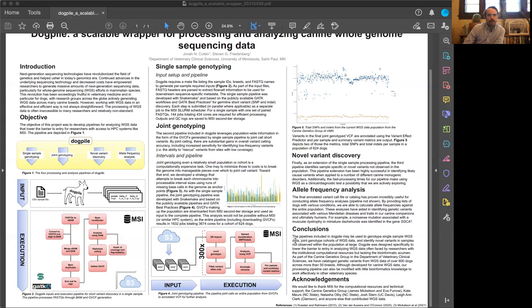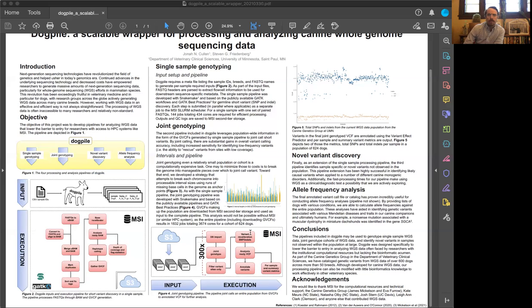The second pipeline, the joint genotype pipeline in figure 4, leverages population-wide information in the form of GVCFs generated by the single sample pipeline to joint call short variants. And by joint calling variants, we can achieve substantial gains in overall variant calling accuracy. This would be increased sensitivity for identifying low frequency variants. This is the ability to rescue variants from sites with low coverage.